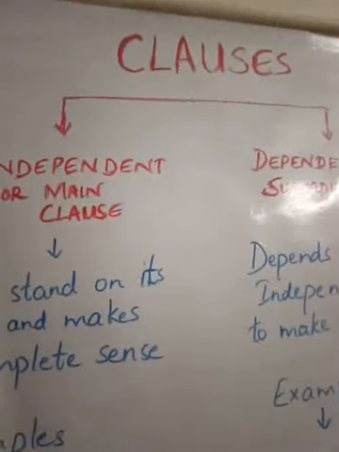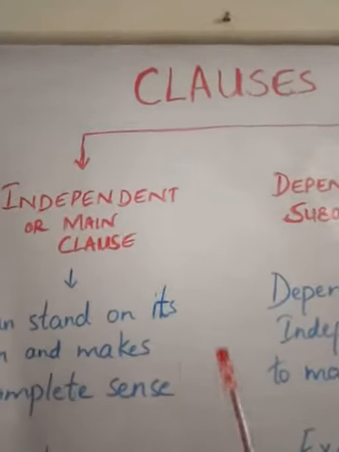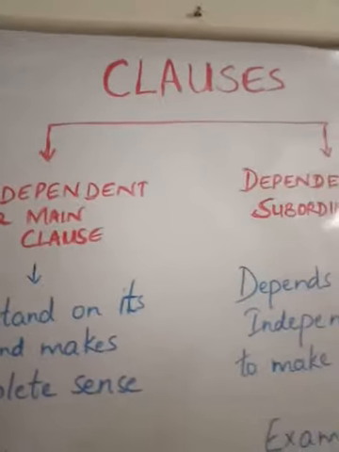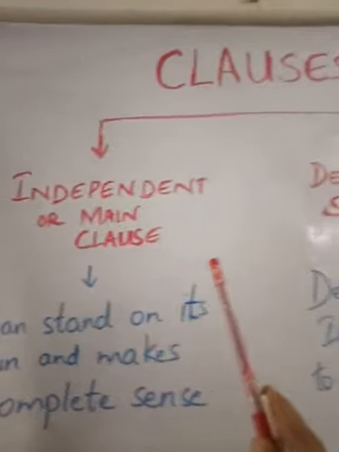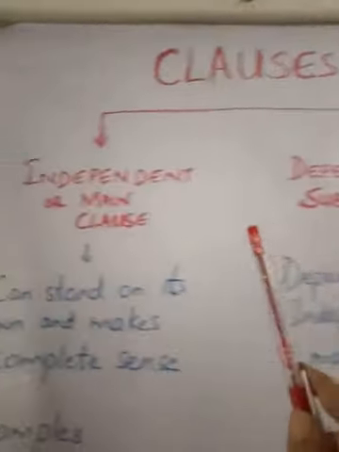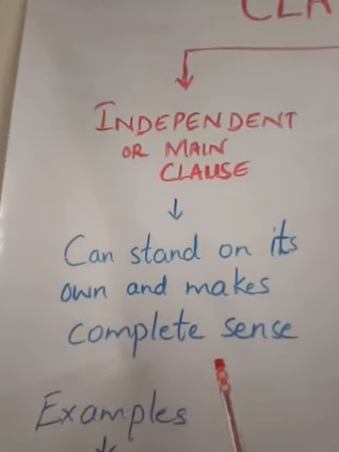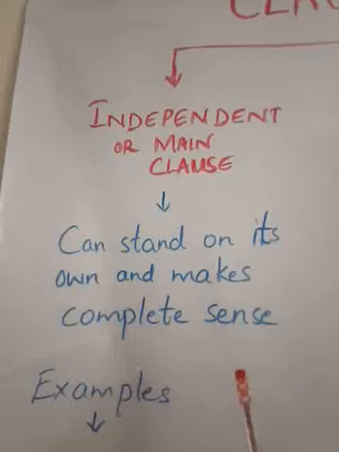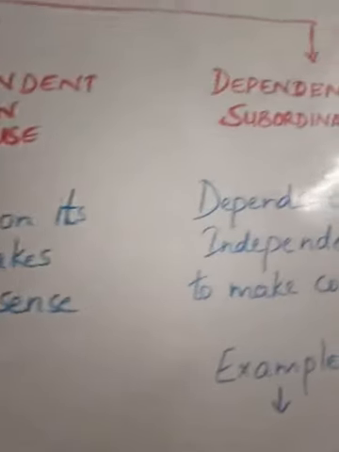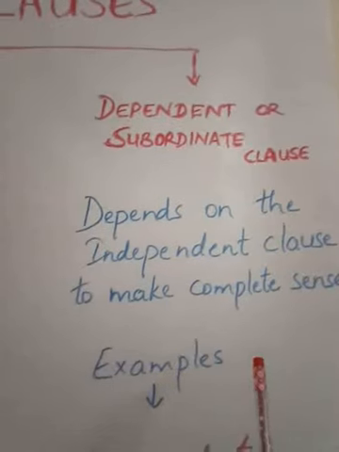Now girls, as you see in the chart here, there are two main kinds of clauses, the independent or the main clause, the dependent or the subordinate clause. Now, the independent clause can stand on its own and makes complete sense on its own. But the dependent clause depends on the independent clause to make complete sense.